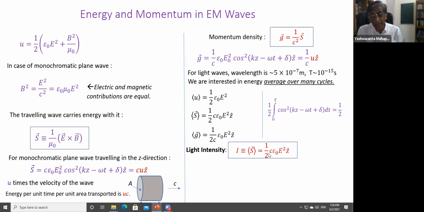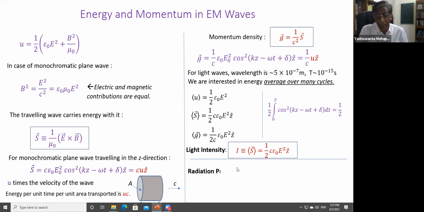So if you know the intensity, you can immediately calculate the E amplitude, the maximum E in that laser light, or whichever light, if it is monochromatic. Typically lasers are monochromatic, and hence you are able to immediately compute the magnitude of E and the magnitude of B, and so on. But what is important to remember is that the definition of intensity is the time averaged Poynting vector, because that is the energy flux that the beam is carrying.